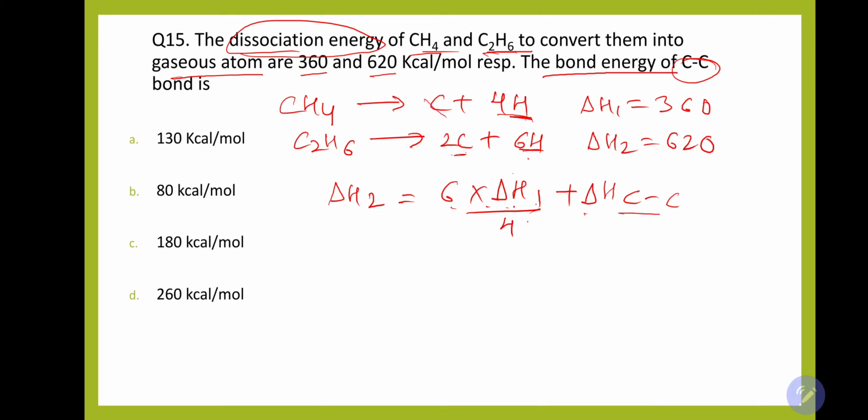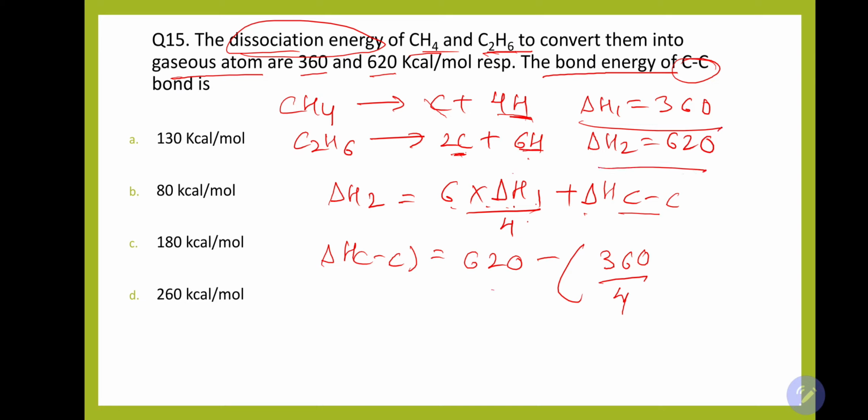If this C gets cancelled, one C is remaining. Okay, so what will be the answer now? So delta H of C-C will be 620. Okay, what is 620? That is 620 minus 360 by 4. This is H1, 620 is H2, so taking this to this side, it will be minus 360 by 4 into 6, which will give us the answer 80.